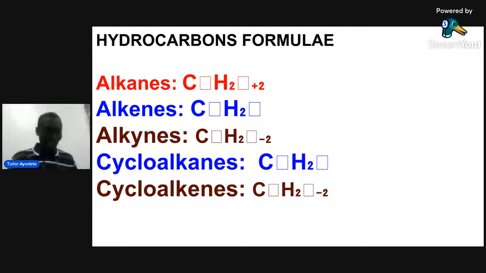Now what will you do? Take note of the formula for alkanes. To get the formula for alkenes, without stressing yourself, once you know the formula for alkanes, just subtract 2 from it. You know, we have plus 2 here. So when you subtract 2 from it, plus 2 minus 2 will cancel. We'll be left with CnH2n. So that is the formula for alkenes. You can see that it's very, very simple.